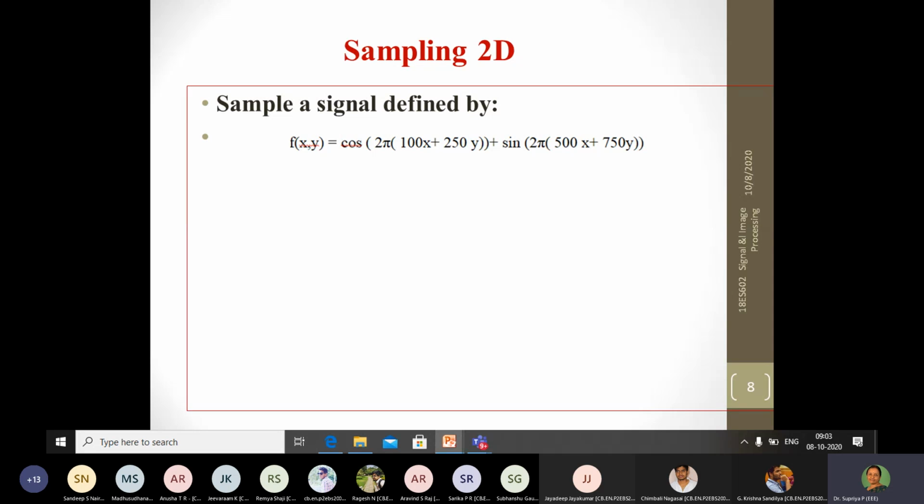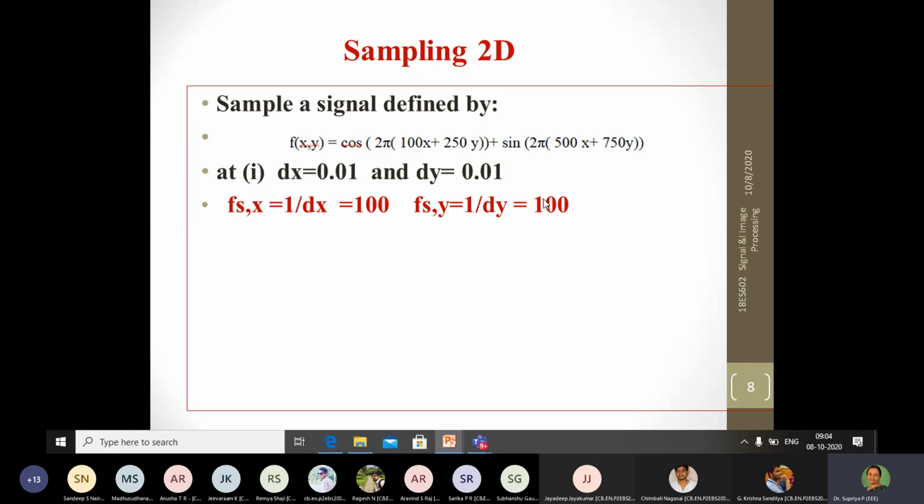Let us go on for another example. Here, something similar to the composite signal that we had considered in 1D, we have tried to implement it. We have tried to create an image which has got a cos with one x component and a sine with another x component. Similarly, there is a cos with a y component as well as with another y component. So the sampling intervals are given as dx is equal to 0.01 and dy is equal to 0.01. So the sampling frequency is going to be fsx is 1 by dx, this is 100. Similarly, fsy is 1 by dy, so this is going to be 100.